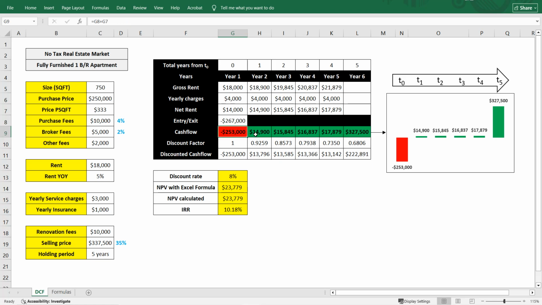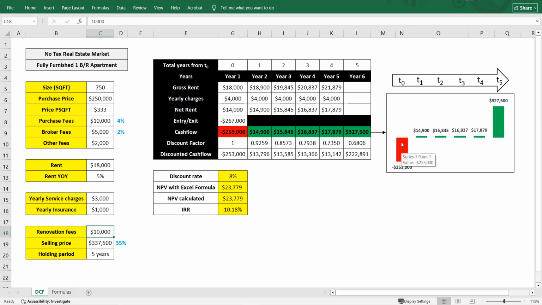Then we have the net rent for the remaining years. Okay, so the second rent, the third, the fourth, and the fifth, and at the end of the 5th year or the beginning of the 6th year, we are going to sell our property with this price minus the renovation fees. Here we have the chart that represents our cash flow.